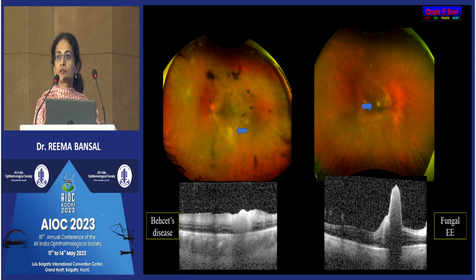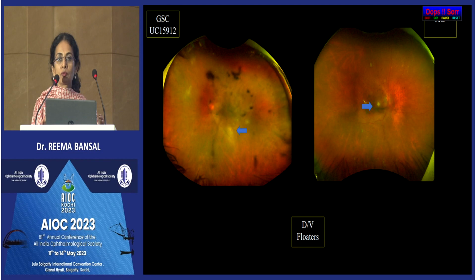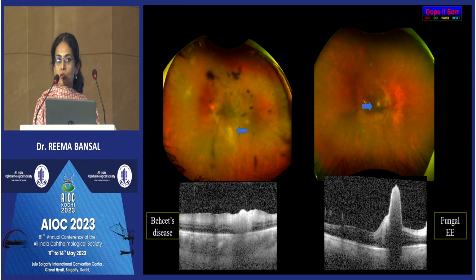sign that we see in fungal endophthalmitis. So this was a fungal endogenous endophthalmitis. Now, if you remove these OCT pictures, the clinical pictures are very much similar, but you need to differentiate. One is non-infectious and the other is infectious. So sometimes your imaging only gives you the clue and you don't have to do very thorough investigations.